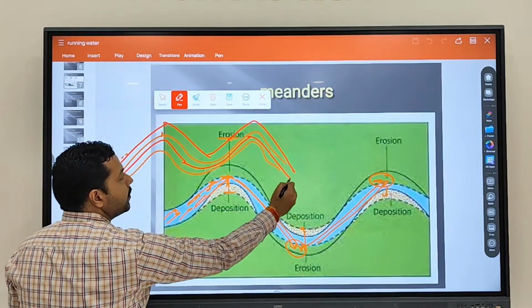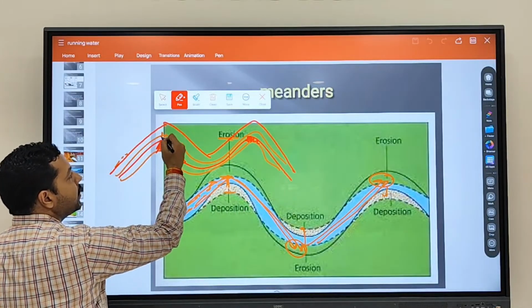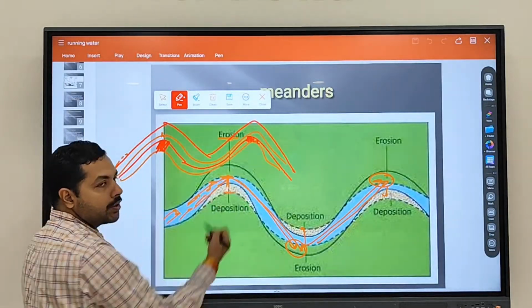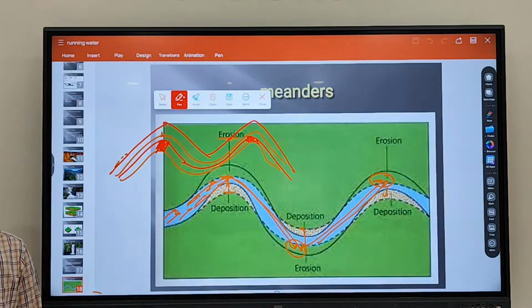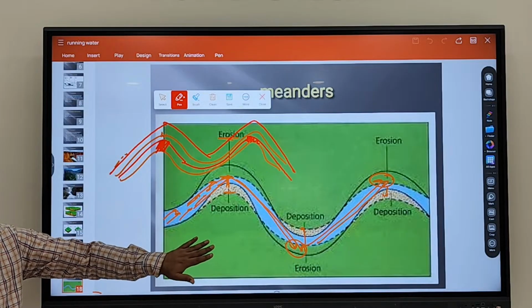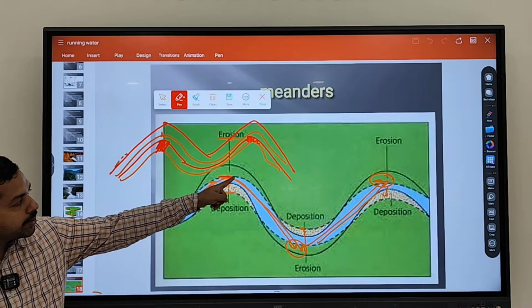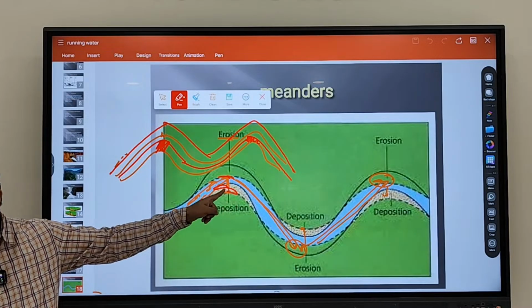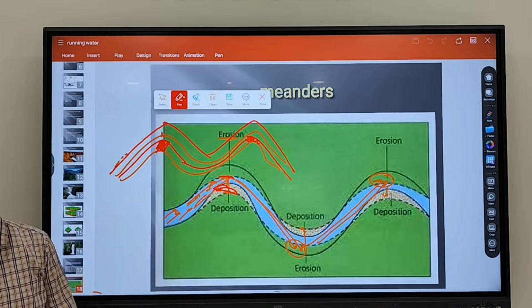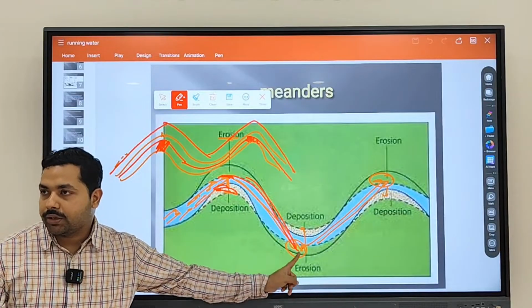So here what is happening? Deposition has happened. Here, deposition has happened. This part has been eroded. So the river course has slightly shifted, slightly changed. This is happening due to the meandering flow of the river. Clear? At this edge erosion is happening, so deposition will happen at which edge? If the river has enough volume, it will take the material to the other side.